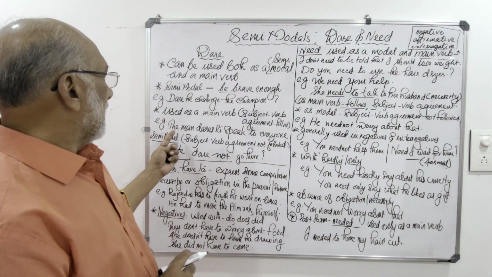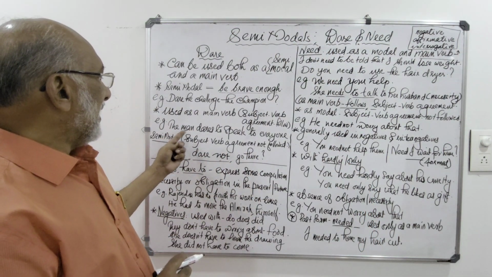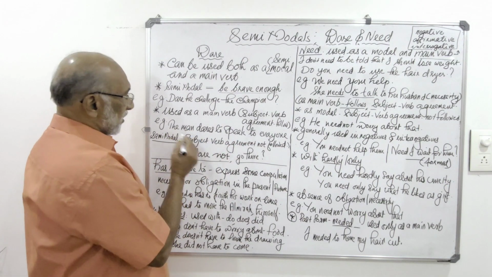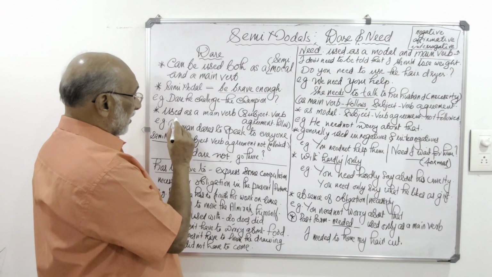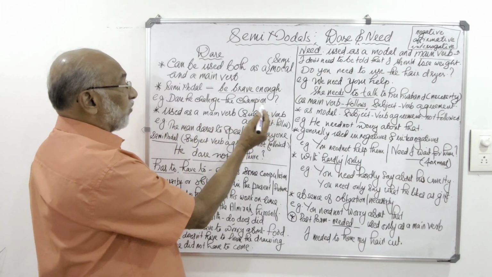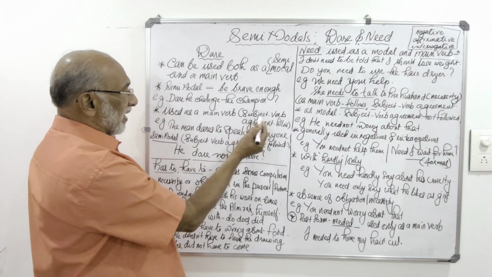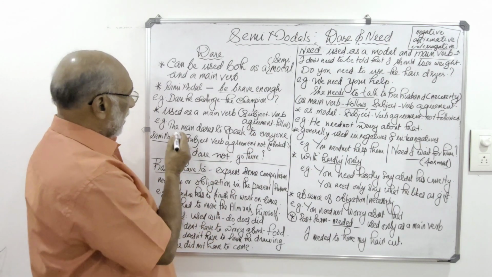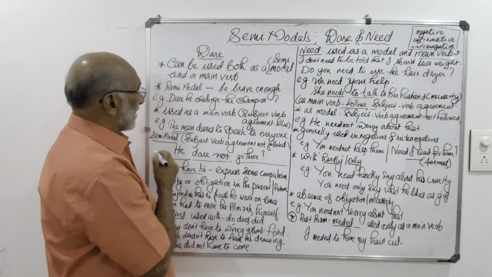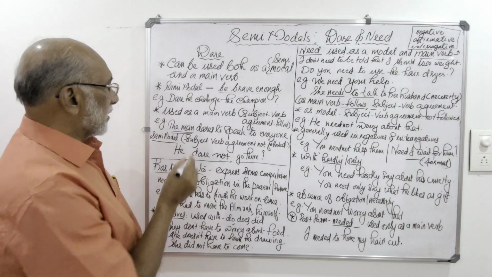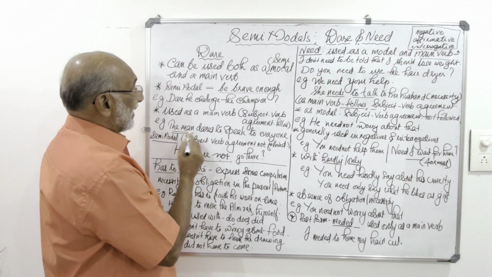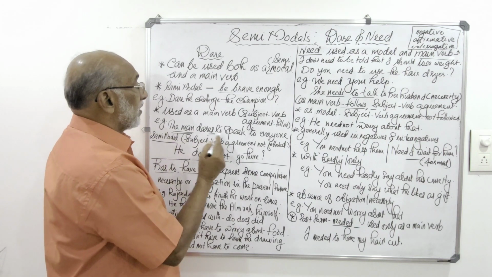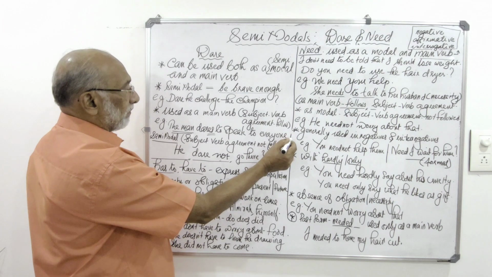So let's see an example. The man dares to speak to everyone. Remember, this rule is applicable only when it's used as a main verb. See the example, the man, this is third person singular, stands for he. The man dares. We have used the s form of the verb to speak to everyone.